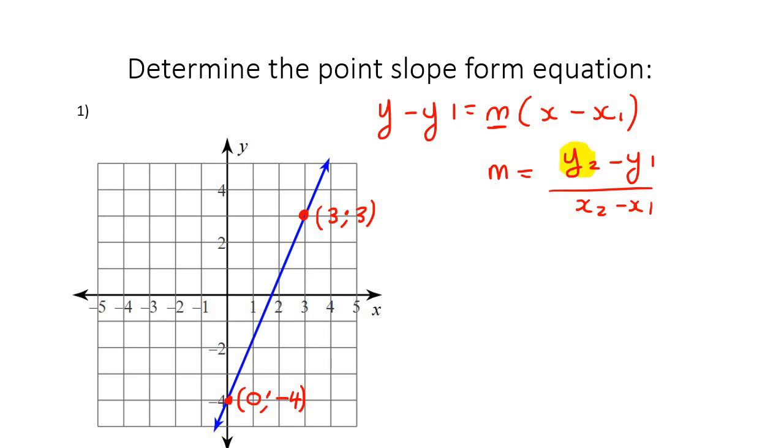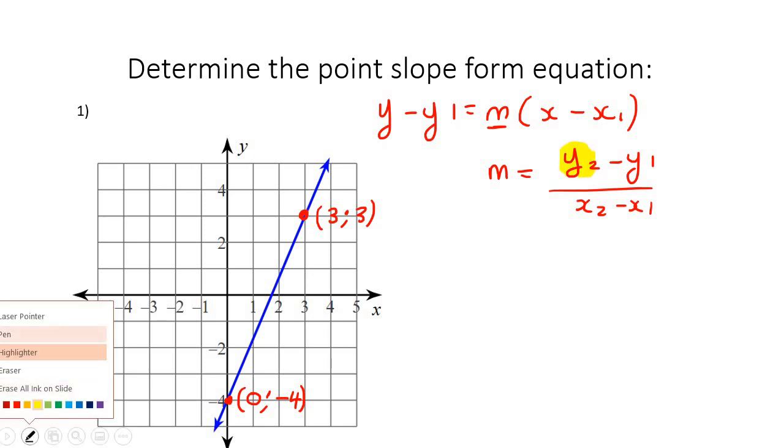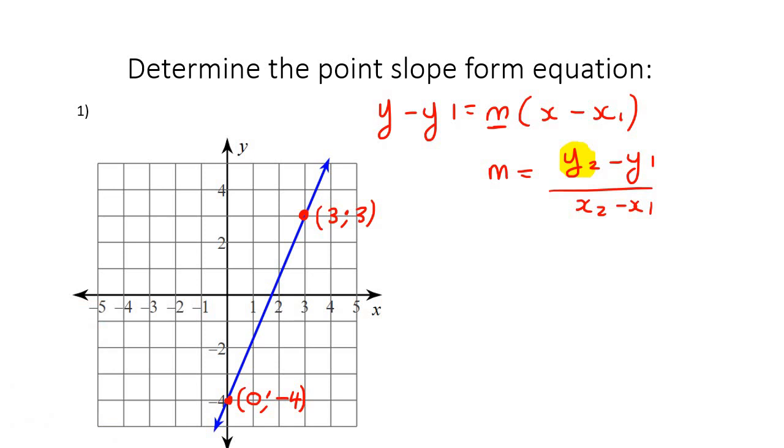Oh, I haven't chosen point 2 and point 1. It doesn't really matter, to be honest, but let's say that this is point 2 and this is point 1. Then we could say the y value of point number 2, which is this one over here, minus the y value of point number 1, which is this one over here. And then we have the x value of point number 2, which is this one over here, and then the x value of point number 1, which is this one over here.